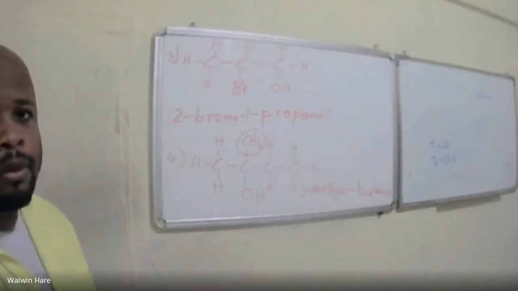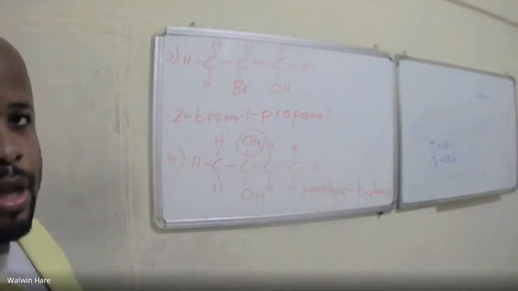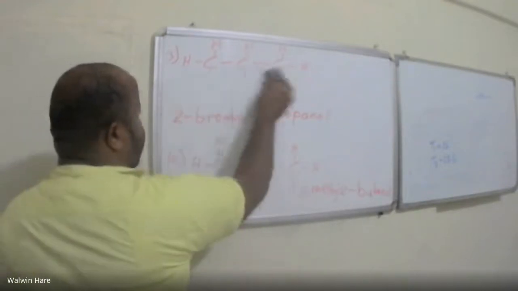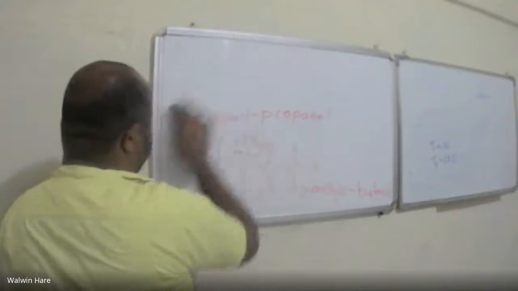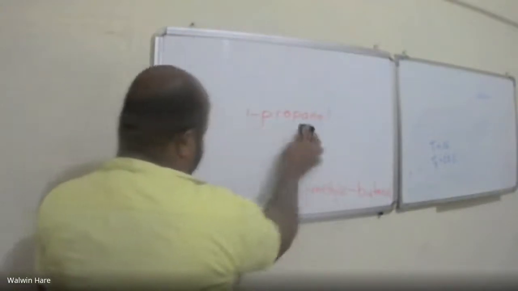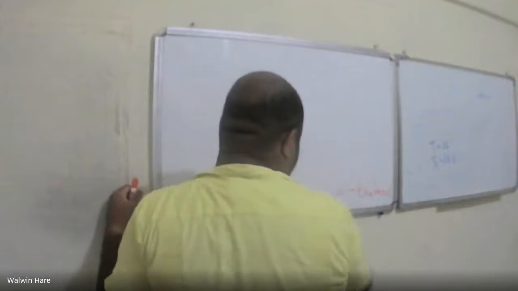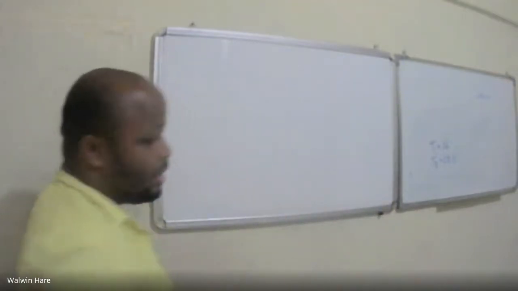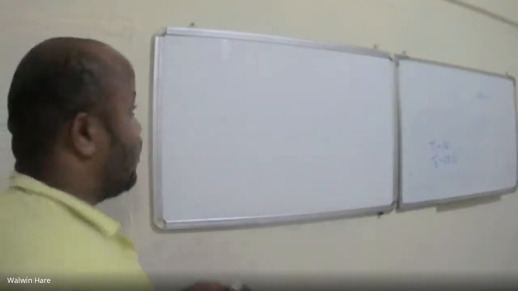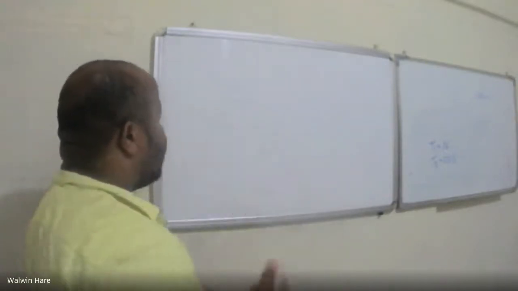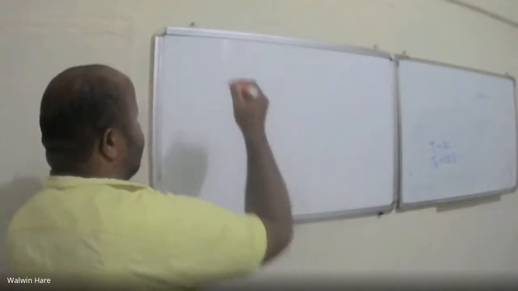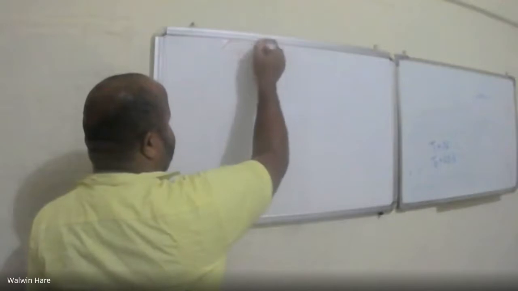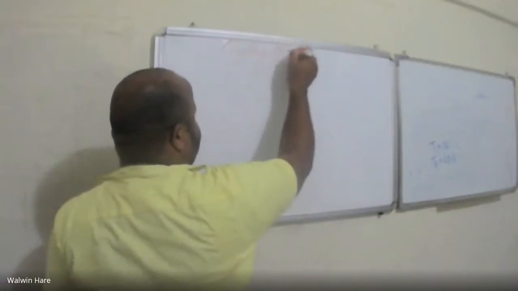Can I continue? Yes, sir. All right. Like alkenes and alkanes, alcohols can have isomers as well. So remember, isomers have the same molecular formula, but different structural formula. All right, so let's say C4H9OH, right?